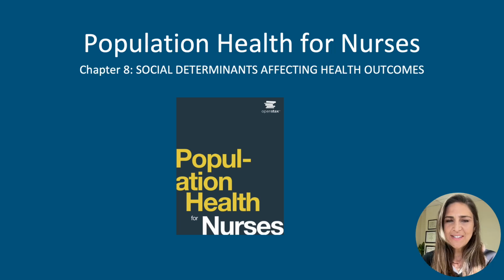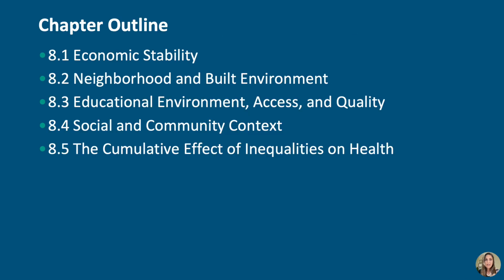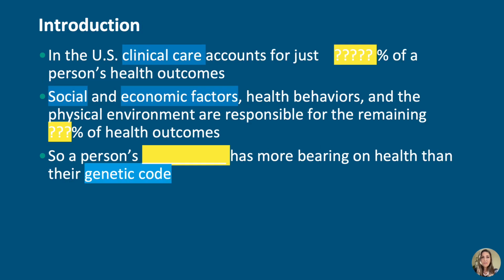Hi, I'm Dr. Matson. Today we're going to be talking about population health for nurses. Specifically, we're going to be looking at the social determinants affecting health outcomes. So this is following the OpenStax textbook, and what we're going to cover today is economic stability, neighborhood and built environment, and educational environment, access and quality. We're going to look at the social and community context and the cumulative effect of inequalities on health.